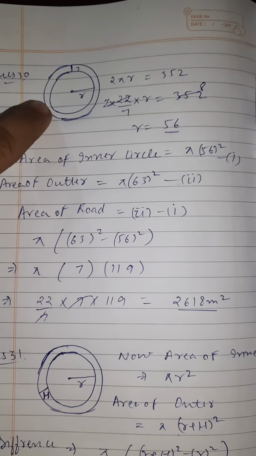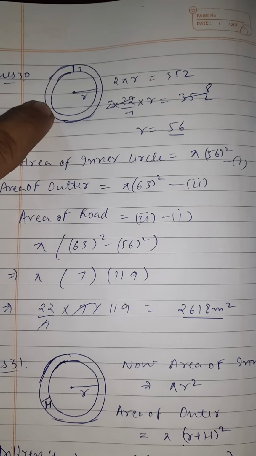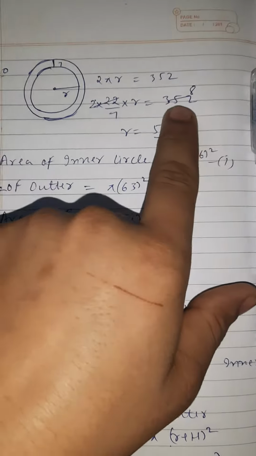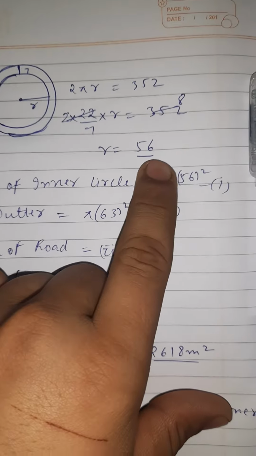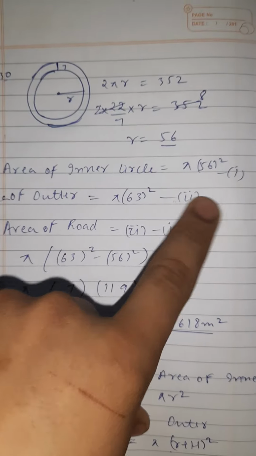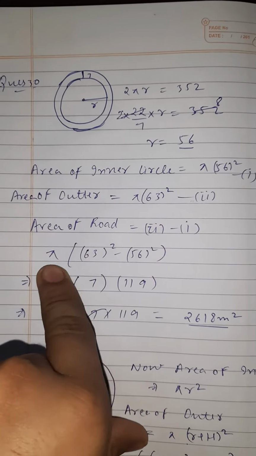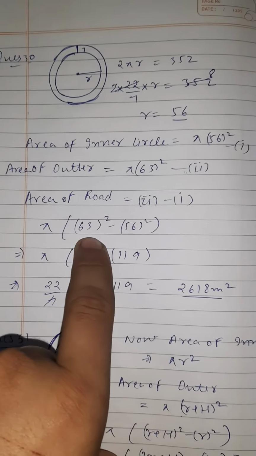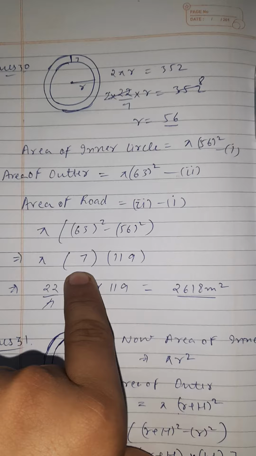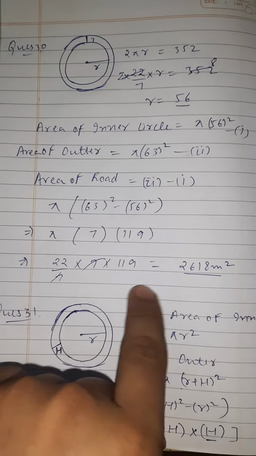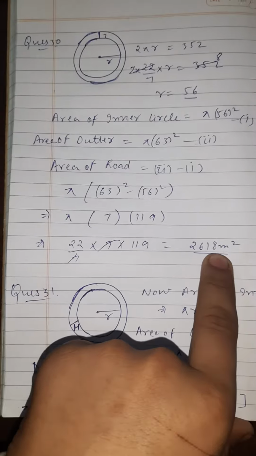But here we are provided with the circumference of the inner circle, which we can write as 2 pi r by considering its radius as r, and we'll put the value equal to 352, which is provided in the question. So here r we will find as 56. Now as we have done earlier as well, the area of the outer minus the area of the inner will be the area of the road. So here I'm coming directly here. Pi will be taken common, and 63 squared minus 56 squared by the a squared minus b squared identity, (a plus b)(a minus b), and by calculations we can find the area of that region, which will be 2618 meters squared. This is question number 30.